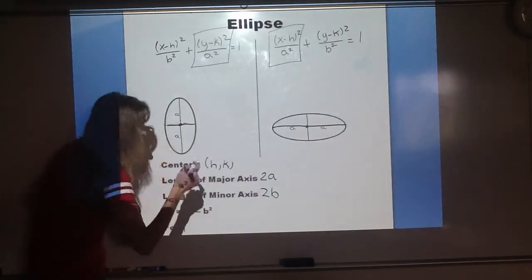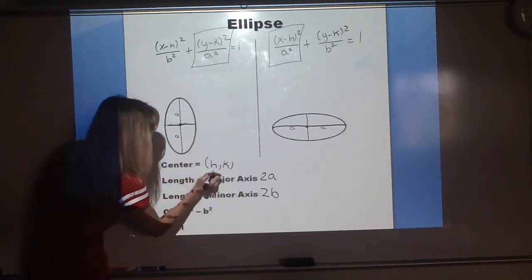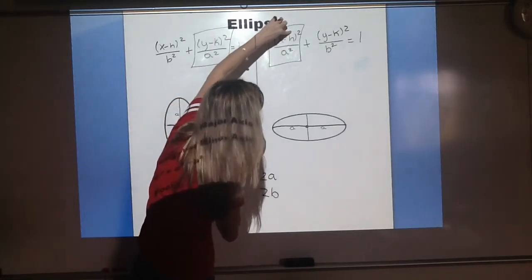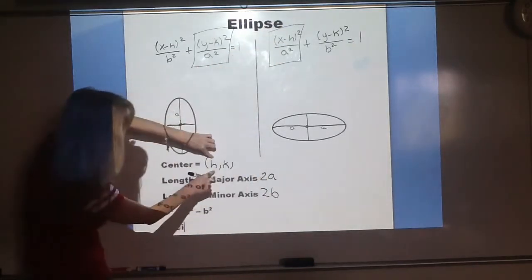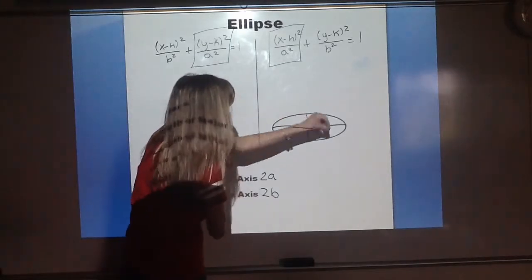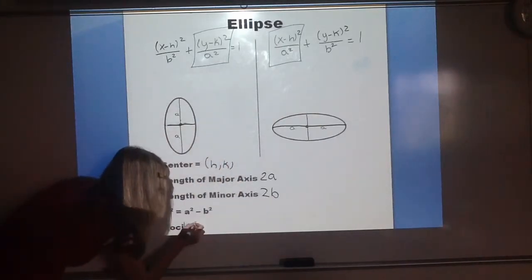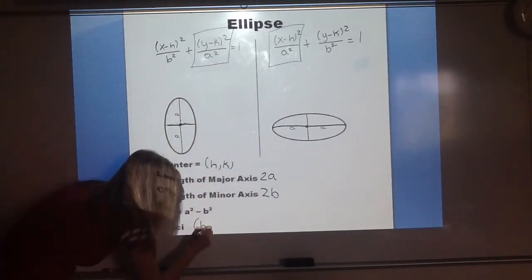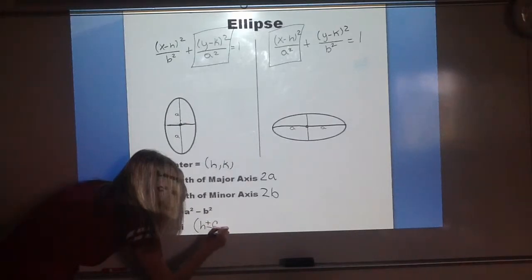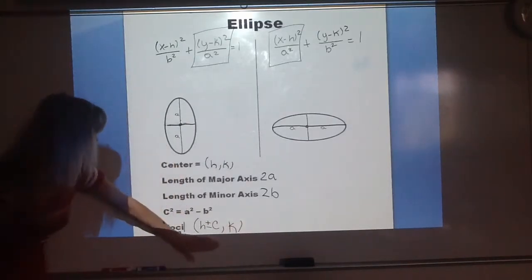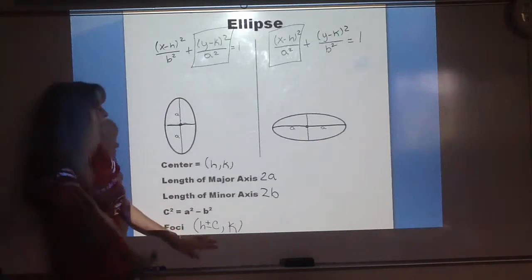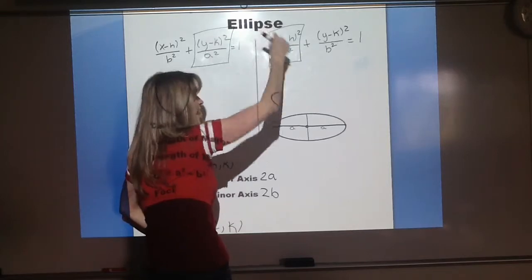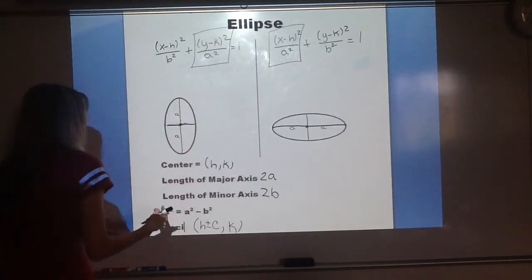to be along my major axis, but it is going to affect the h, because the bigger denominator is where the h is. So that is where my foci is going to be. If my larger denominator is under x, then my foci is going to be h plus and minus c, and k. So my h is affected if my bigger denominator is underneath where h is. Okay, so that's a huge connection there.